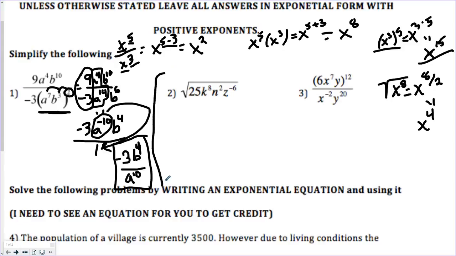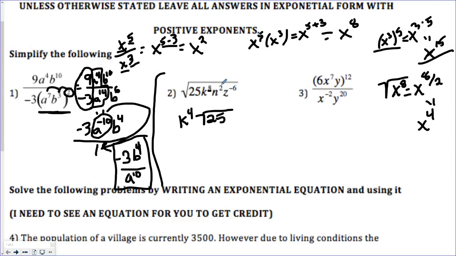For number 2, again, the square root means to divide the exponents by 2. Now, you might think about the 25, but we'll get to that in a second. Let's work without the numbers. This is k to the 8th. So the square root of k to the 8th, again, divide the exponent by 2, and you get k to the 4th.